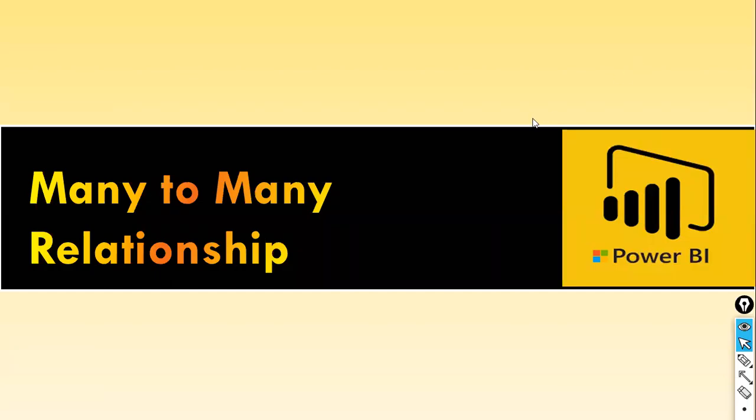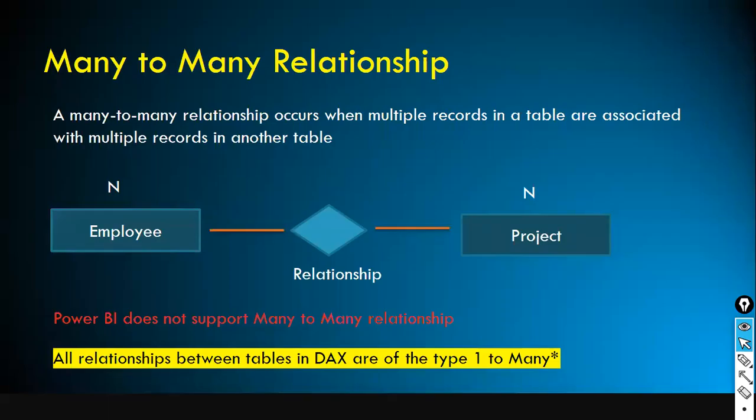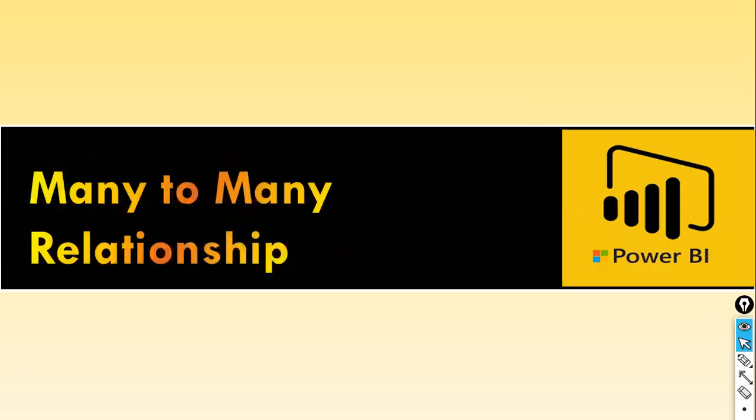Next one is many-to-many relationship. What is many-to-many relationship? In this case, multiple records in one table are associated with multiple records in another table. Multiple records in one table associated with multiple records in another table. That is what is called your many-to-many relationship.